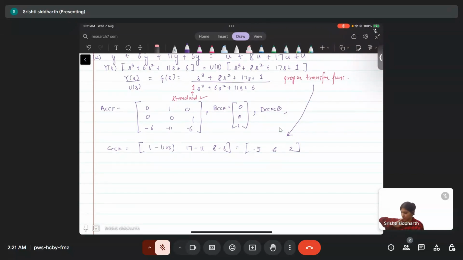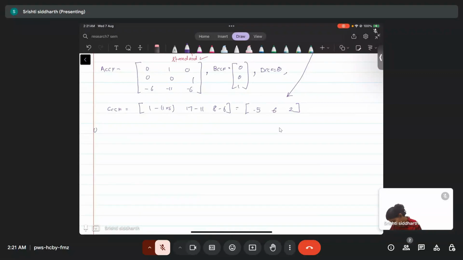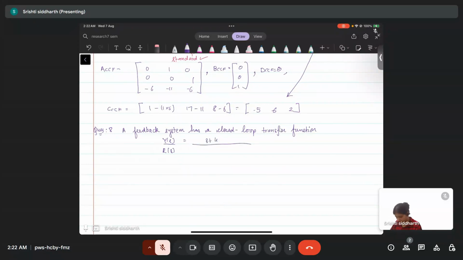So now let's look at another question. This is the transfer function (s plus 4) over (s plus 1)(s plus 3).